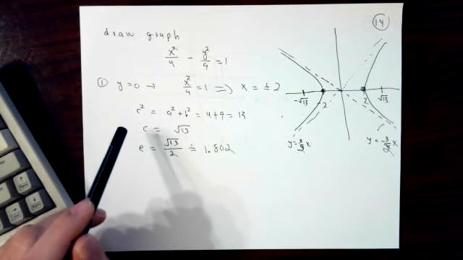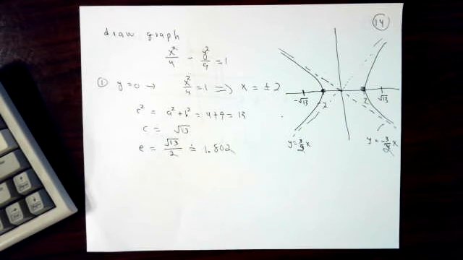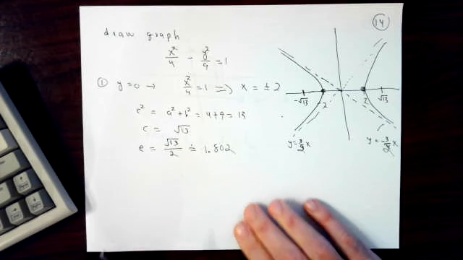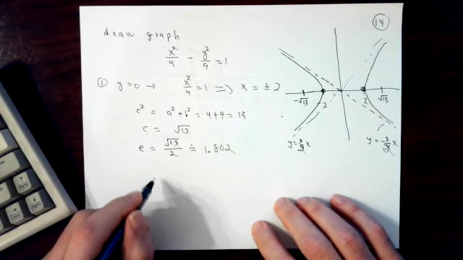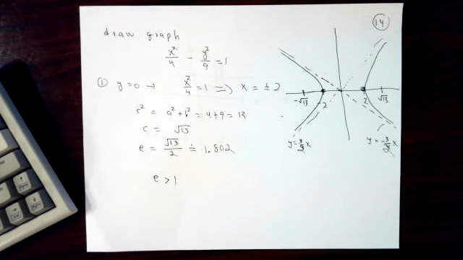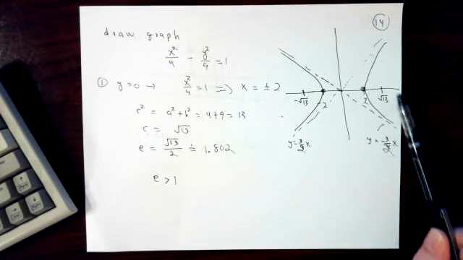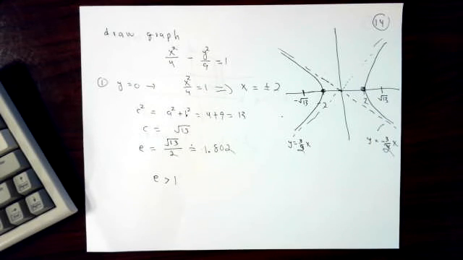If I wanted to calculate the c, you could do that. If you want to calculate the eccentricity, you could do that as well. For an ellipse, the eccentricity is always less than 1 because c is less than a. For a hyperbola, the eccentricity is always bigger than 1 because c is always bigger than a on a hyperbola anyhow.